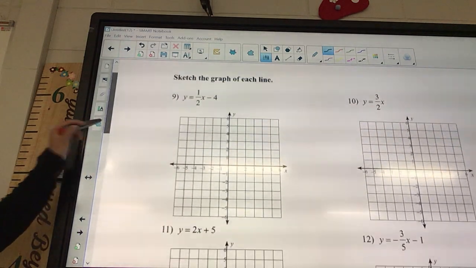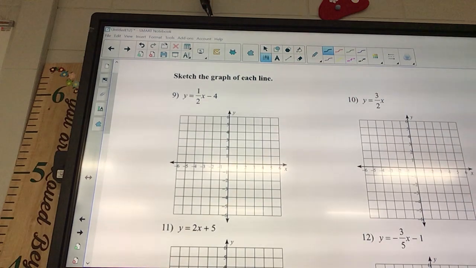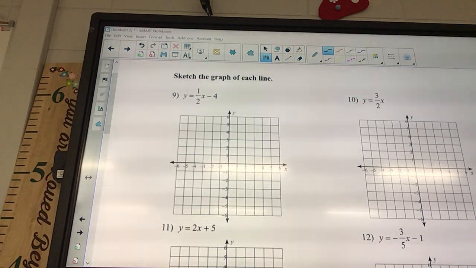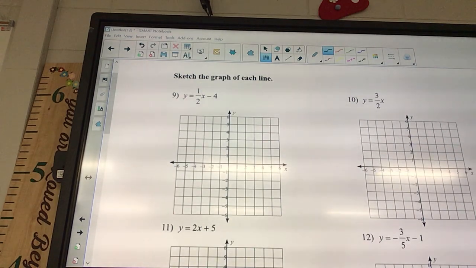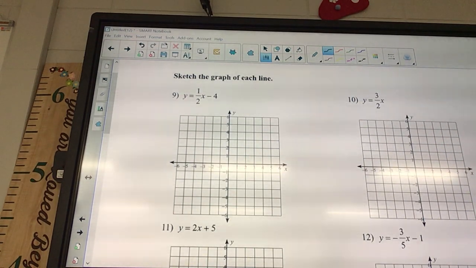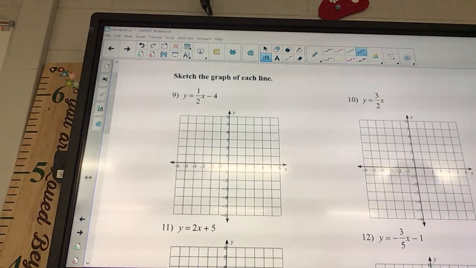Okay, the next page, they want you to graph each one of these. You can look at these and they're all in slope-intercept form, meaning y equals mx plus b. You have to graph these in a very specific order, and I realize that some of you guys are bad at graphing, so I will try to explain the best that I can.